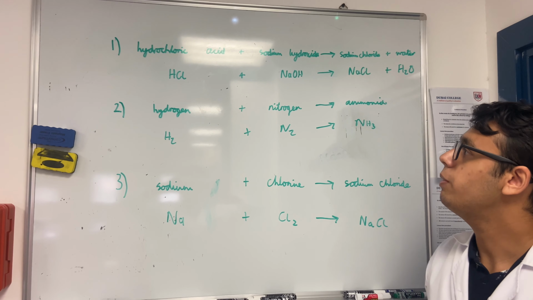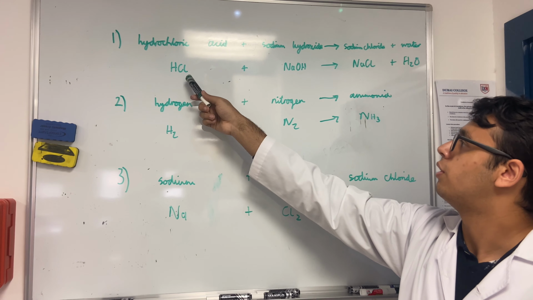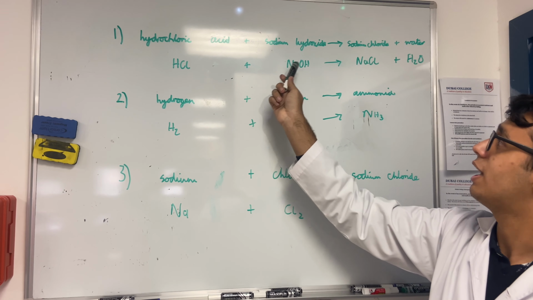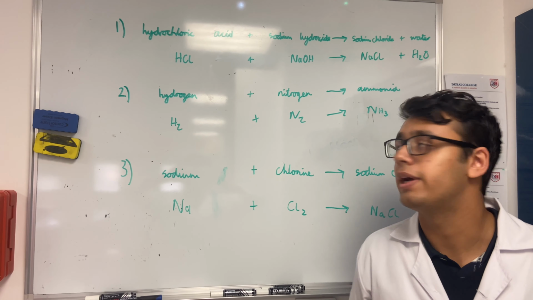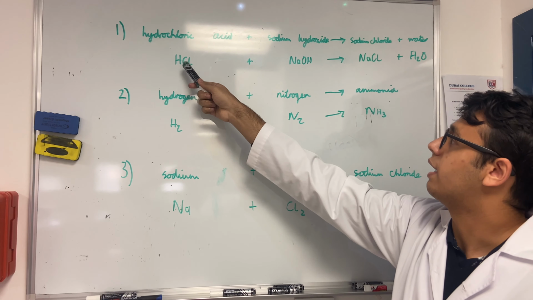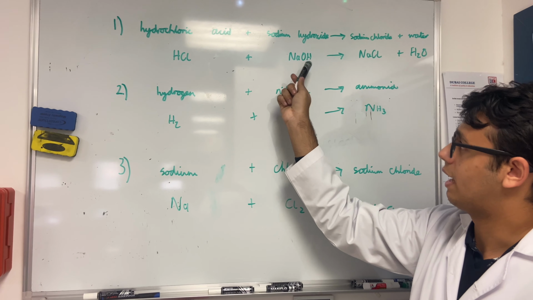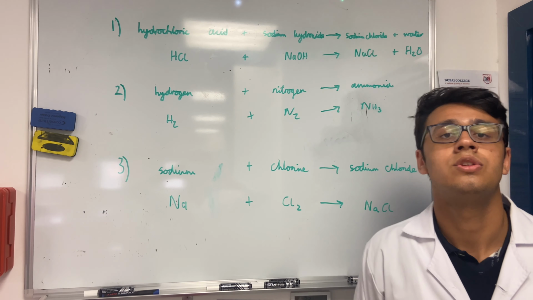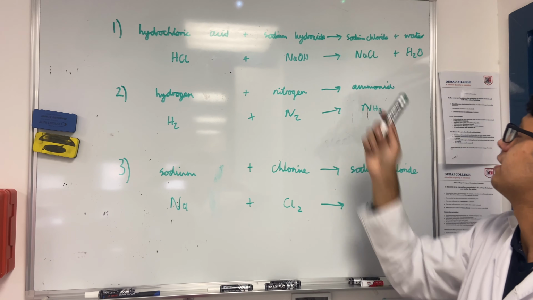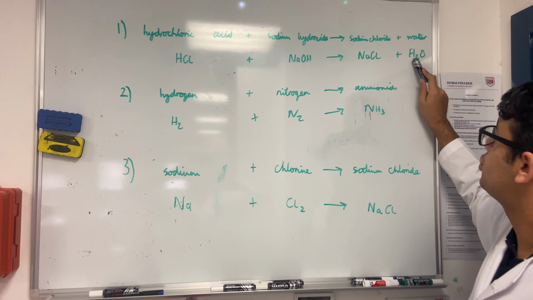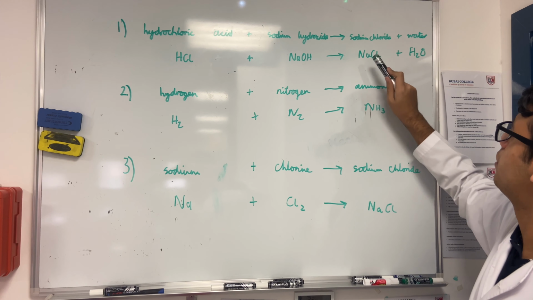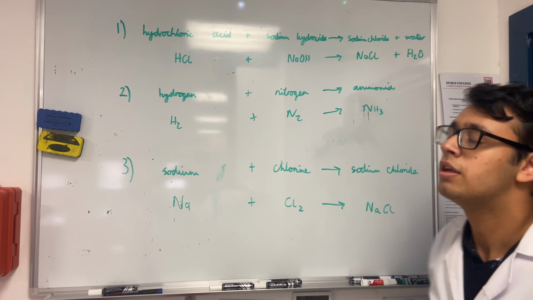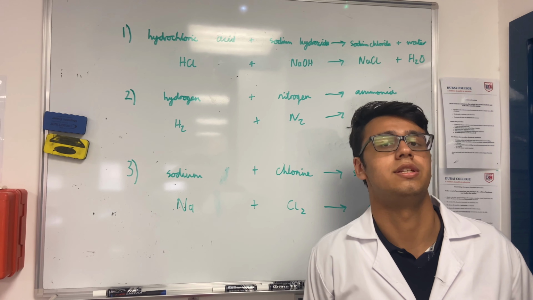So what we want is the same number of atoms of each element on each side of the chemical equation. So here you'll see we have two hydrogen atoms, one chlorine atom, one sodium atom, and one oxygen atom. So now we need the same on the right hand side. So you'll see we have the two hydrogens, one oxygen, one sodium, and one chlorine. So that's perfect, that's already balanced, we don't need to do anything to it.